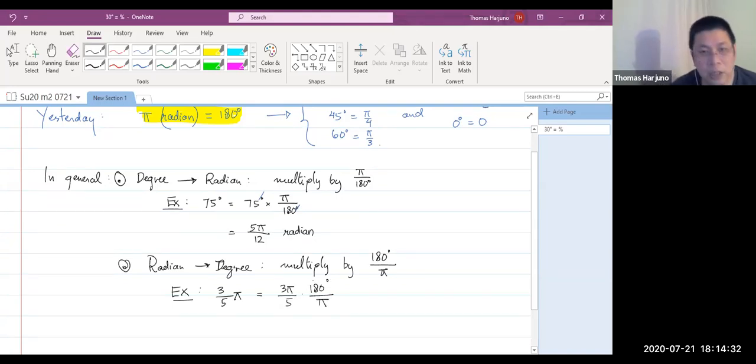Yeah, we know that it is in radian if it doesn't use a degree sign, and they say that's a measure for angle. Then you see the pi cancels. In this case, actually I can cancel the 180 with 5 also. Reduced by 5, that's 36. So that equals 108 degrees. Okay, that's the conversion from degree to radian and radian to degree.